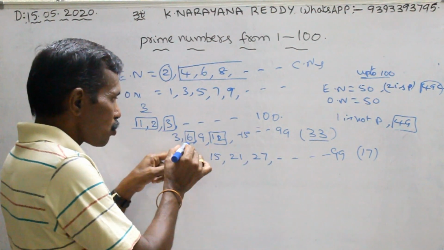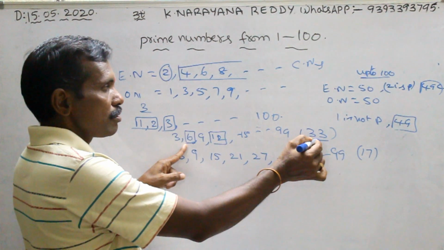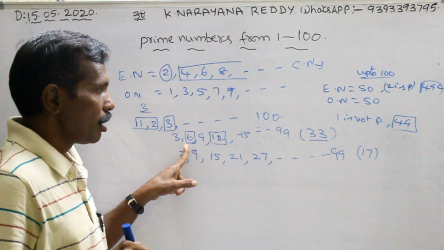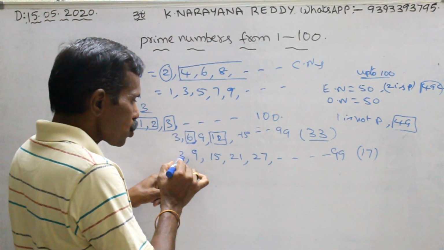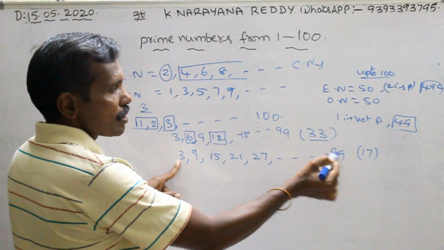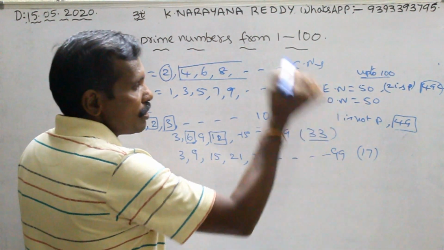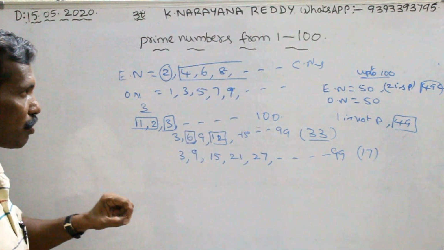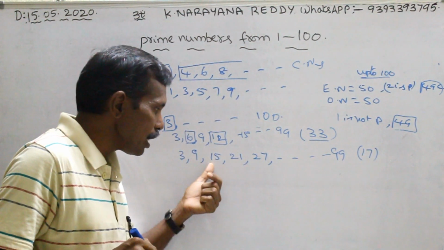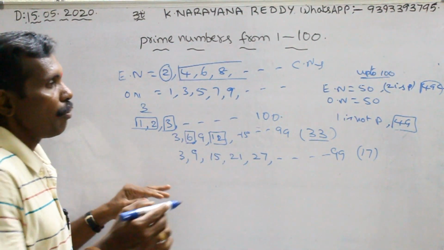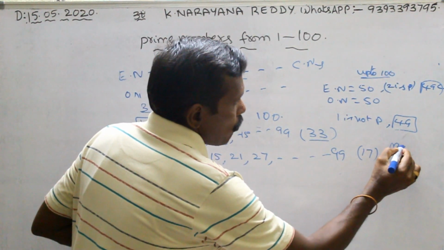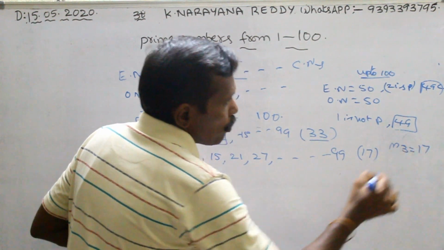Here starting is 6, ending is 100, that gets to 34. But we want only odd multiples of 3. That's why the starting digit is 3 and the ending number is 99. We get only 17 multiples which are only odd numbers. So how many multiples of 3 are there? 17 up to 100.